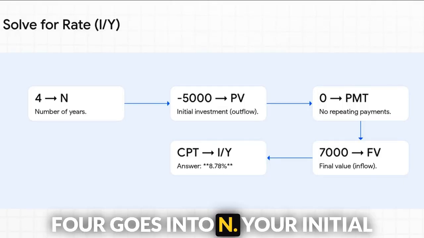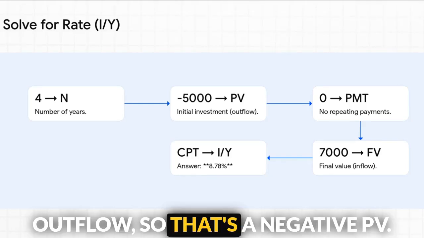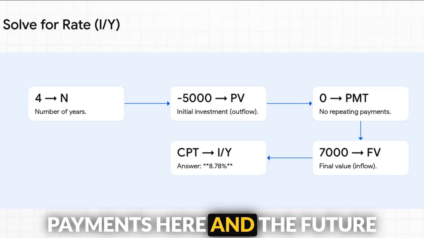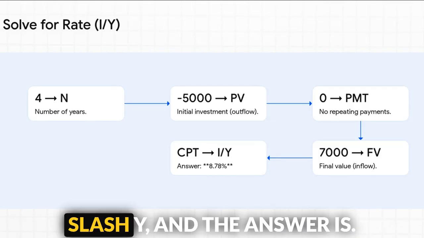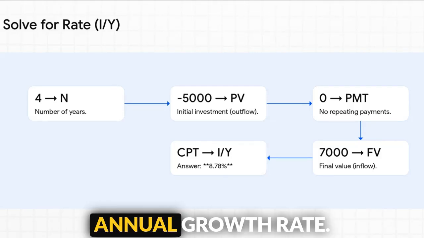4 goes into N. Your initial investment, that $5,000, was a cash outflow, so that's a negative PV. PMT is 0, no repeating payments here, and the future value is a positive 7,000. Now hit compute for I/Y, and the answer is 8.78%. That was your annual growth rate.